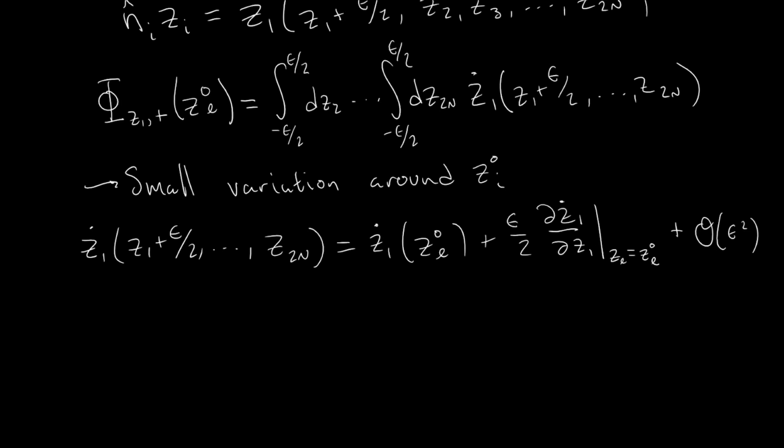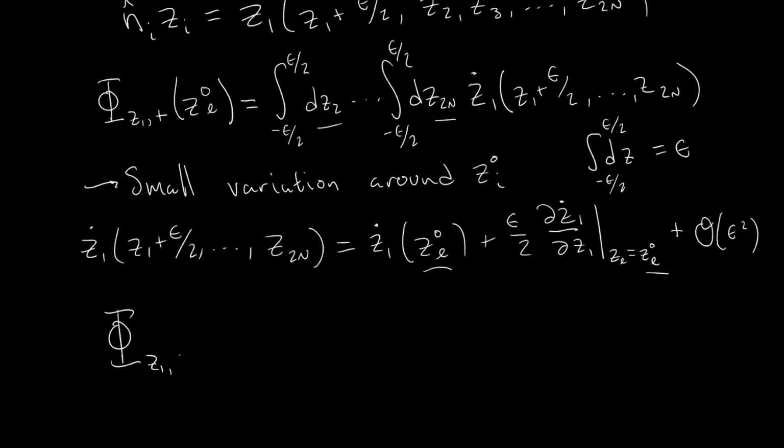So now I just plug this in. Notice that now nothing actually depends on any of these coordinates, right? I'm evaluating everything at a fixed point, so I can just plug this in and do the integrals, and each integral is going to give me a factor of epsilon, because I'm just integrating dz from minus epsilon over 2 to epsilon over 2, which is epsilon.